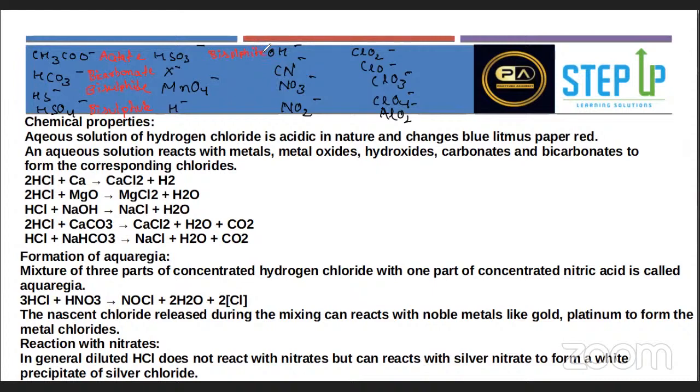X- is basically for Br-, Cl-, and F-; depending on the element, like bromide, we write it as halide. MnO4- we can write as permanganate. H- is hydride. OH- is hydroxide. CN- is cyanide. Then nitrate and nitrite.